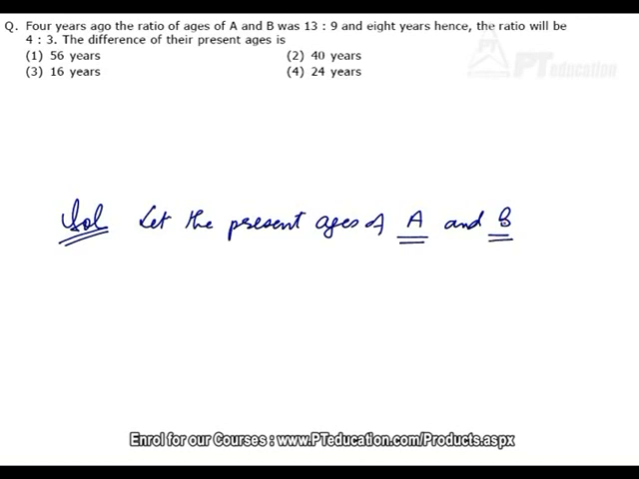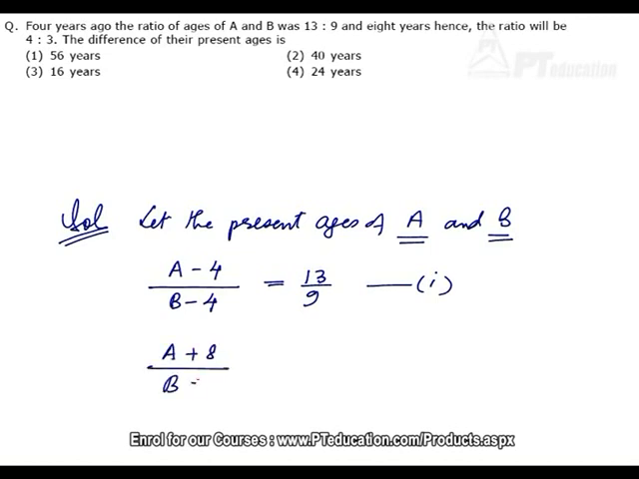So what will be the equations now? A minus 4 was the age 4 years ago, and B minus 4 was the age 4 years ago. The ratio was 13:9. This is the first equation. And 8 years hence, A plus 8 upon B plus 8 will be 4:3. This will be our second equation. So you look at both the equations carefully. You have A minus 4 upon B minus 4 is 13:9, the ratio 4 years ago, and A plus 8 upon B plus 8 is 4:3, the ratio 8 years hence.